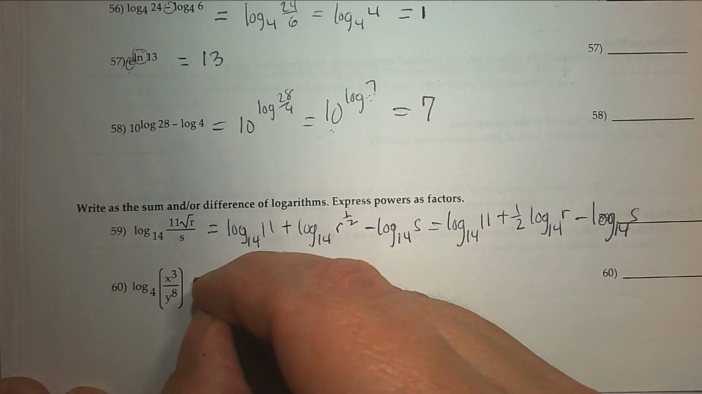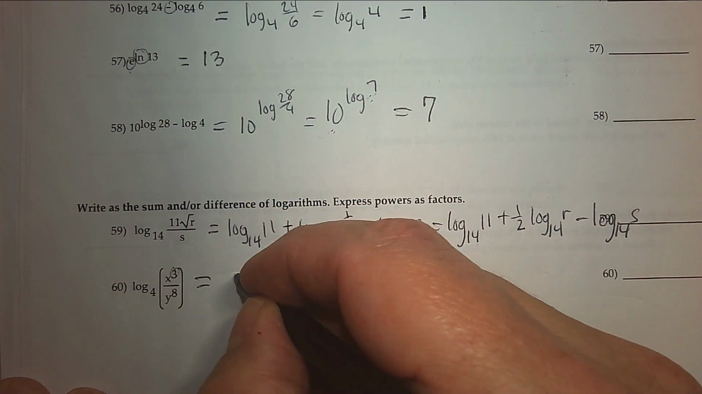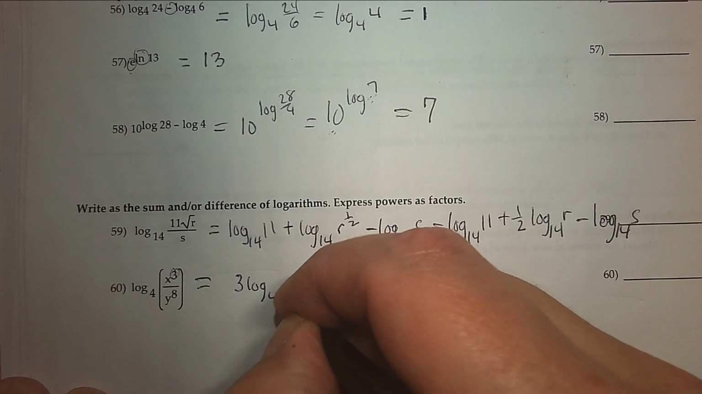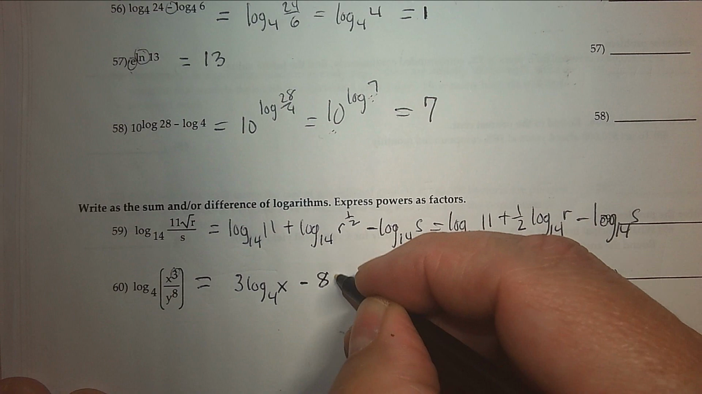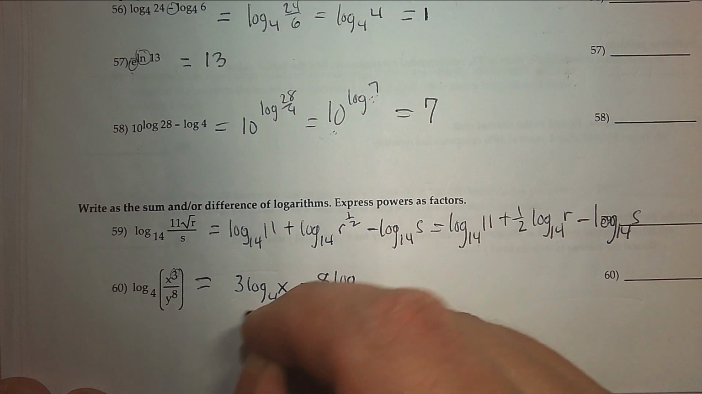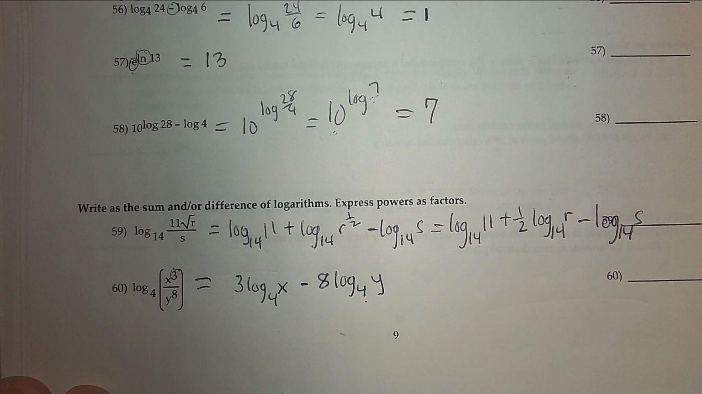Here, can you expand this logarithm? Again, when I see an exponent, it's written in front. When I see dividing, it's subtracting. So the exponent is in front. Make sure you put the base down both times, and you fully expand it. Turn the page.